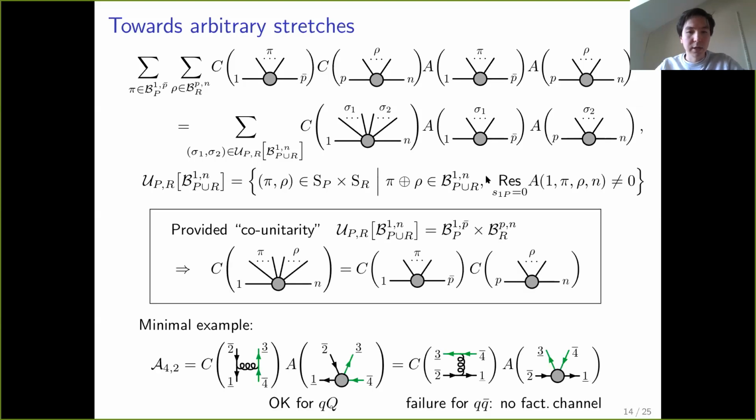And the punchline of this talk is basically that once I can identify these permutations, pi and rho, with sigma 1 and sigma 2, I get the color factors for free from factorization, as was already evident from the lower point example before. But now this is a more general framework for that to happen, and this more general framework relies on something that must hold for the bases.